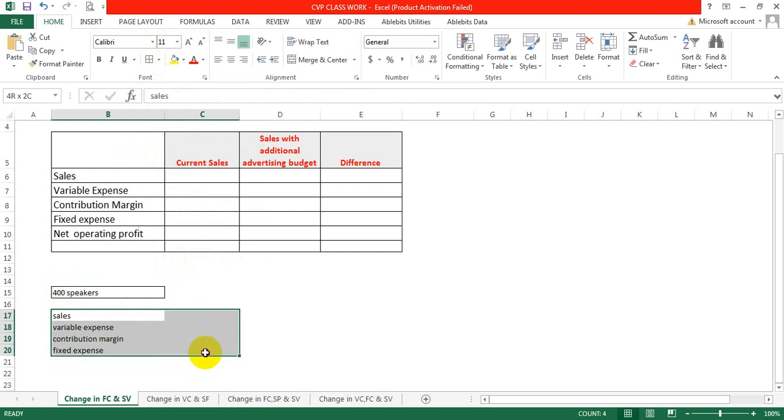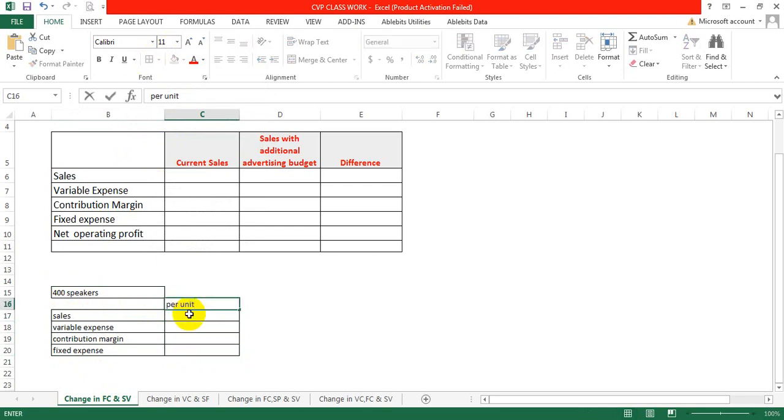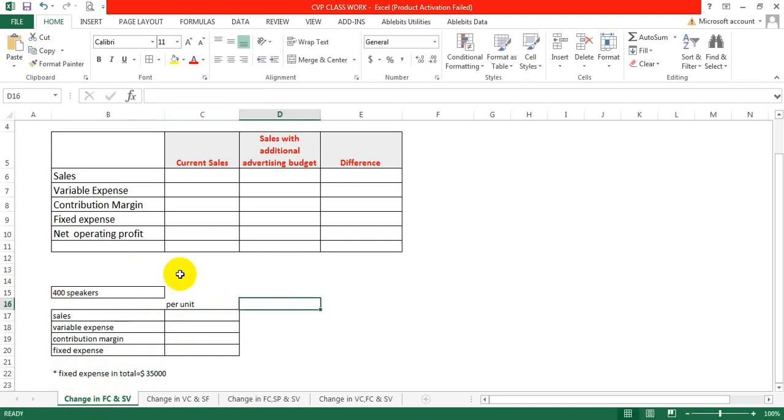What is our sales, what is our variable expense, what is our contribution margin, and what is our fixed cost? These are all per unit, but fixed expense is in total, and that is $35,000, right? We have selected these values from our previous work. Assume the selling price was 250, the variable expense was 150, and the contribution margin was 100. Fixed expense was 35,000.